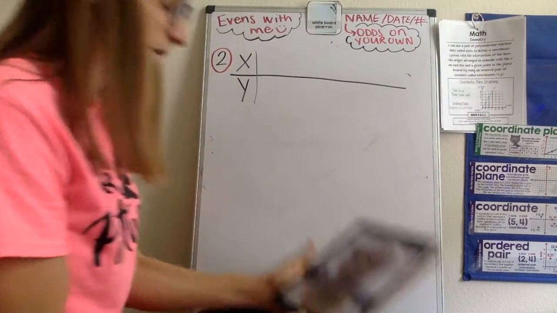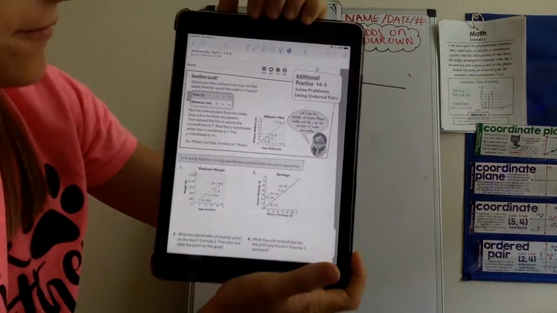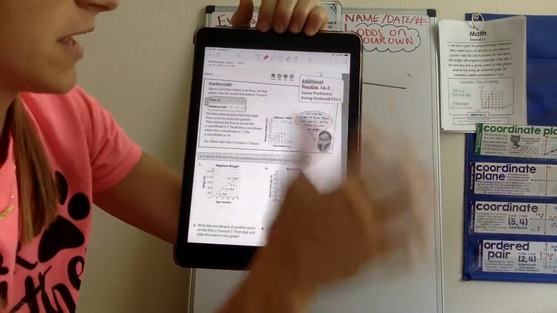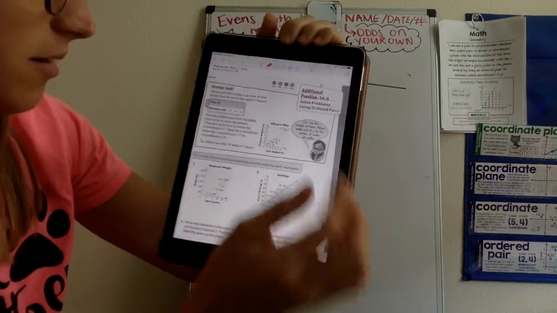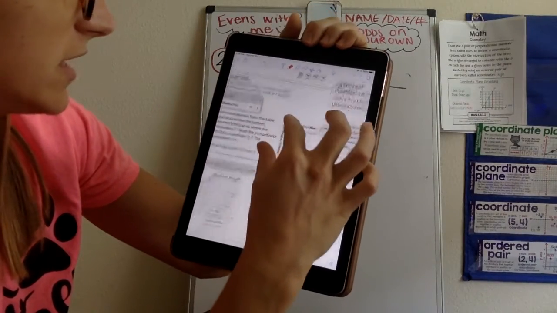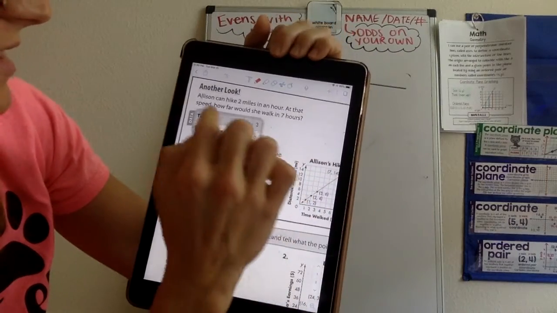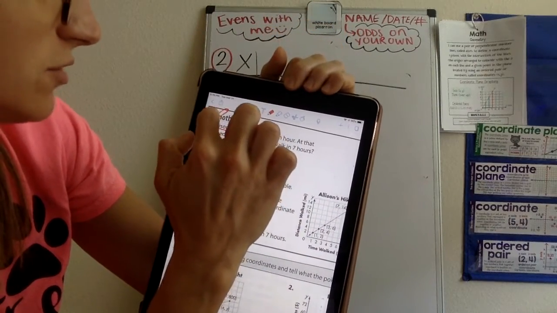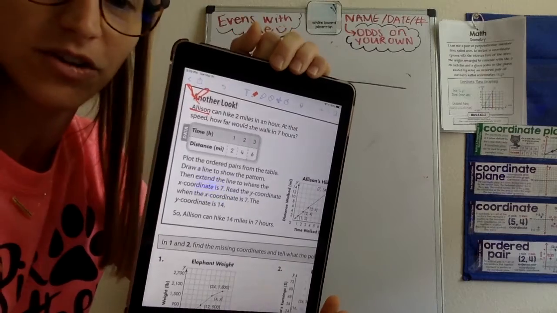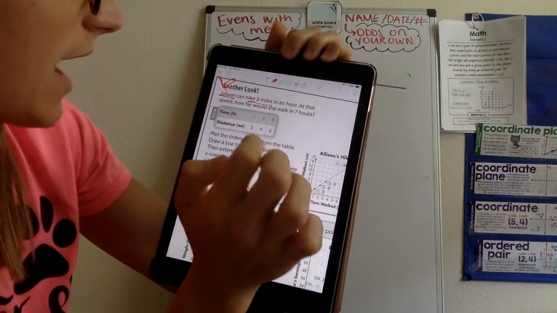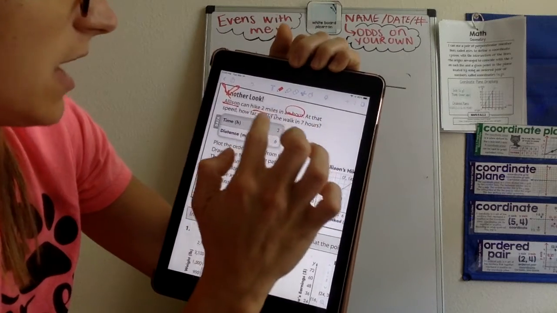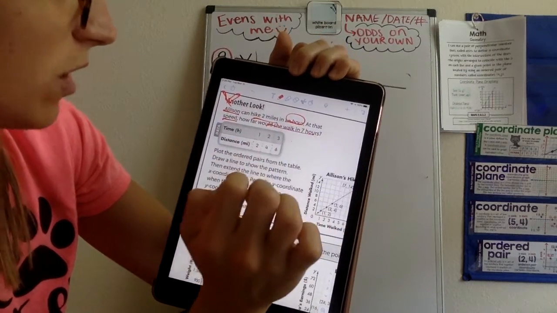We're going to head into our Pearson lesson. We are working at 14.3, and it's solving those ordered pairs, but using a different kind of word problem. Alrighty, so first I'm going to check this out. It says Allison, and shout out to Allison. I always get excited when y'all's names are in here. Can hike 2 miles in 1 hour. At what speed and how far would she walk in 7 hours?